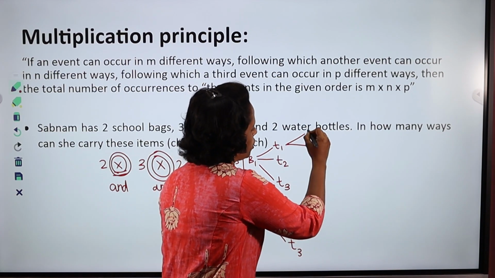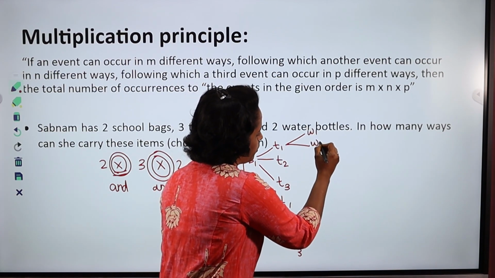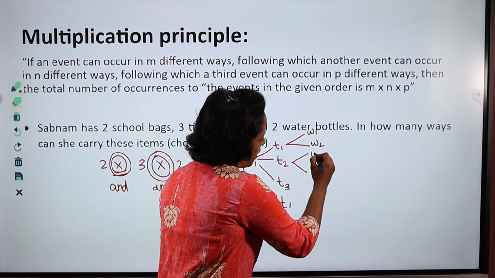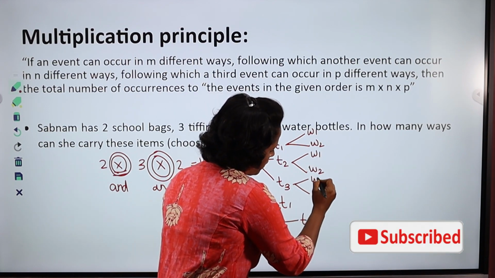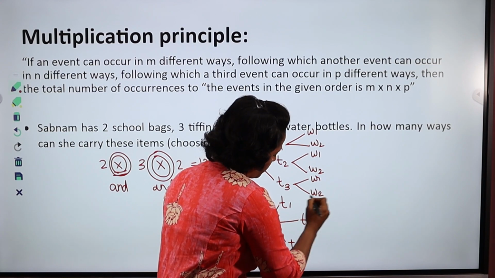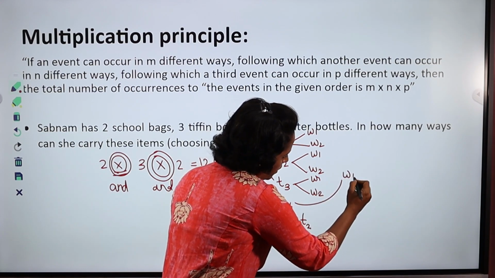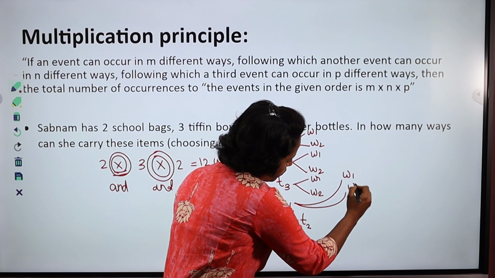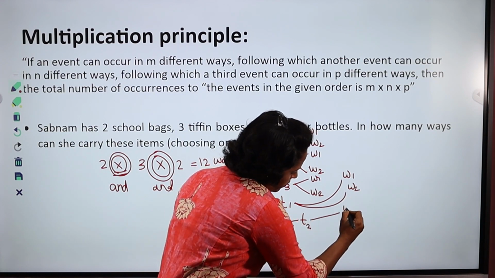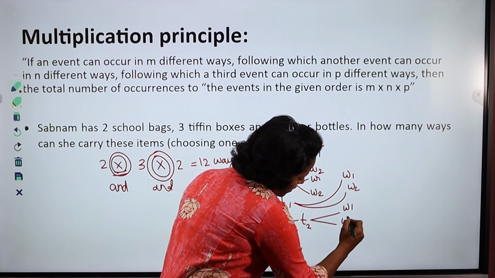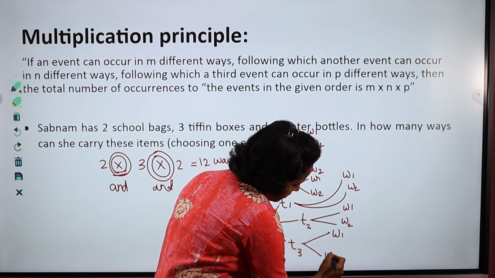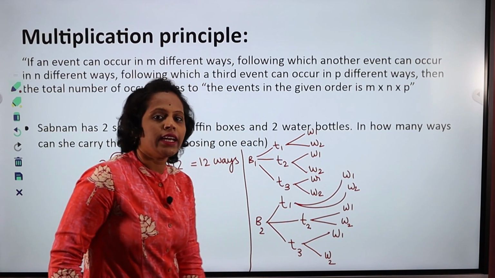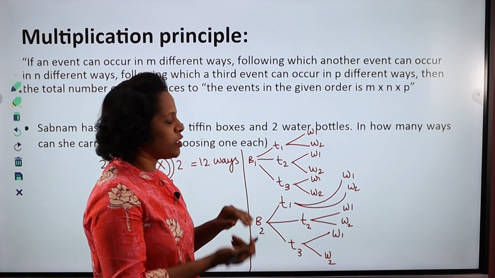So, we have 2 water bottles, W1, W2, for each combination of bag and tiffin box. So if we count the arrangements here, we have 12 arrangements.